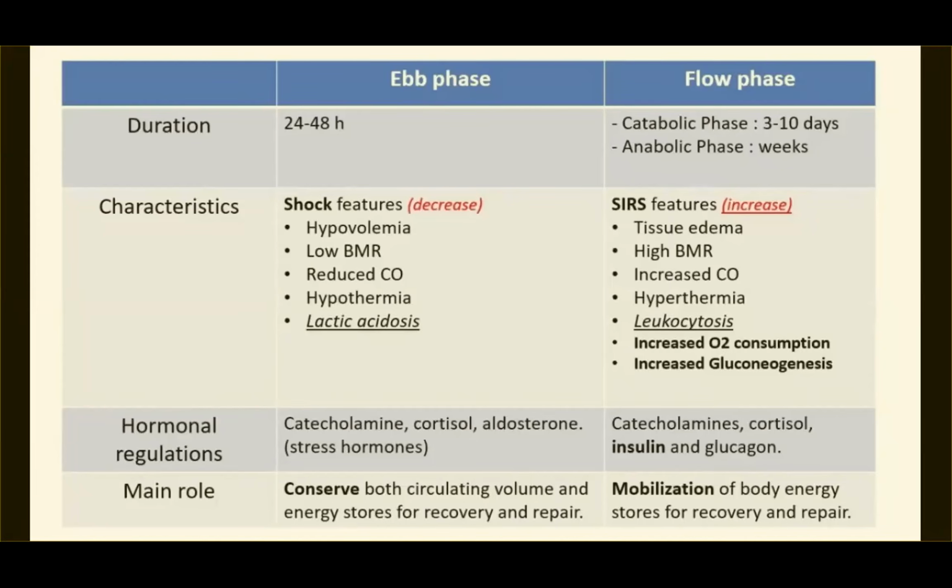On the other hand, the flow phase resembles SIRS. So there is tissue edema, there is increased metabolic rate resulting in hypermetabolism, there is increased cardiac output, there is increased temperature, there is leukocytosis, there is increased oxygen consumption and increased gluconeogenesis. The hormonal regulations consist of catecholamine, cortisol, and aldosterone during the ebb phase, and during the flow phase, catecholamines and cortisol are also complemented with insulin and glucagon.